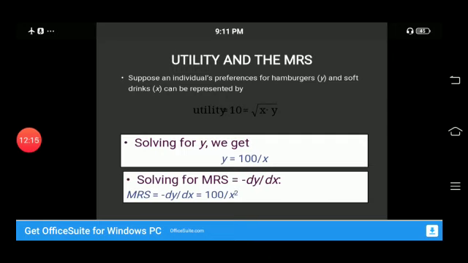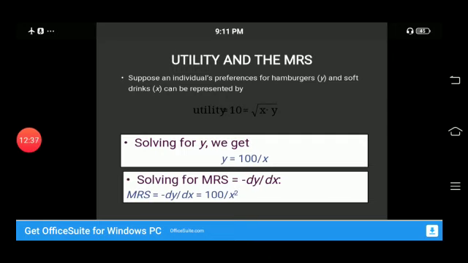Suppose an individual's preferences for hamburgers and soft drinks can be represented by utility U = 10 = xy. What we will do is solve it for y = 100 over x. How do we get it? We have squared both sides. And now we solve for the MRS.